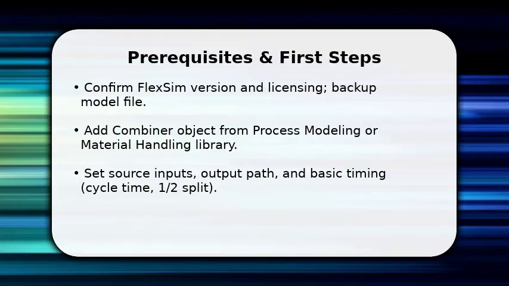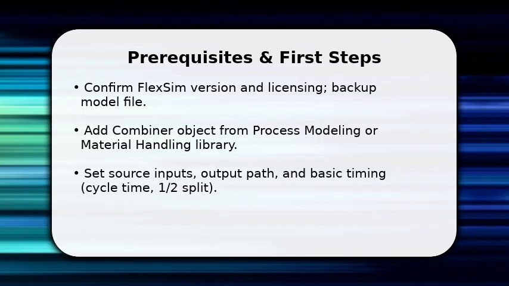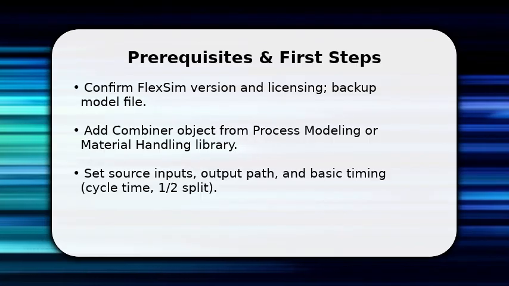You start by confirming version and backing up your model. This prevents wasted time later. Next, drag the combiner into the layout and connect your input conveyors or sources. You should assign part types and set basic parameters like cycle time, 1/2 input split, and output port.